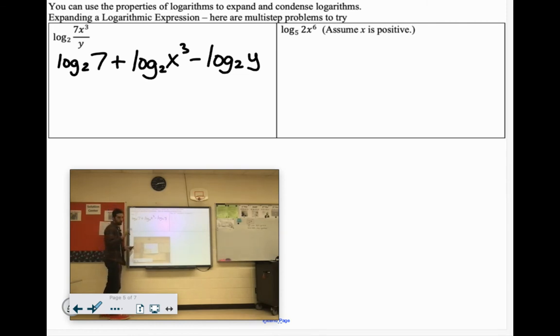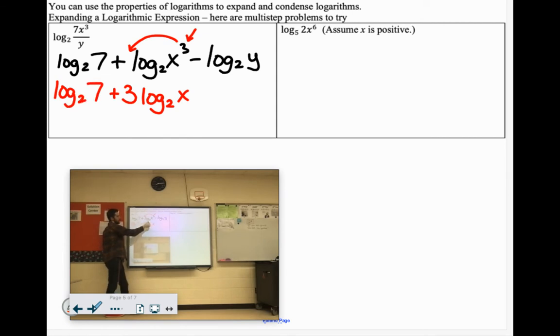But I'm actually going to do one more step here. We can't leave this exponent there. So remember, when your big boy number has an exponent, we fix that by kicking it to the front. So we're going to make this plus 3 log sub 2 of x. Anytime you have an exponent, move it to the front of the logarithm. So that's log sub 2 7 plus 3 log sub 2x minus log sub 2y.